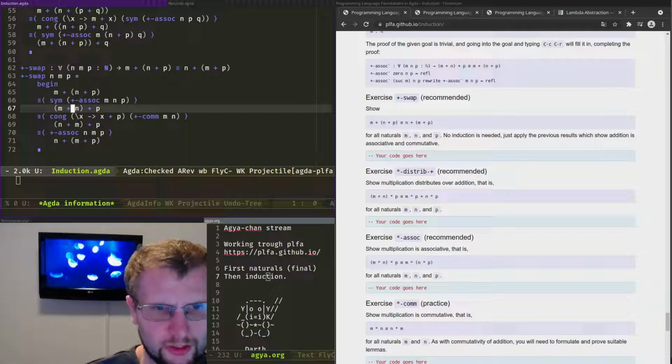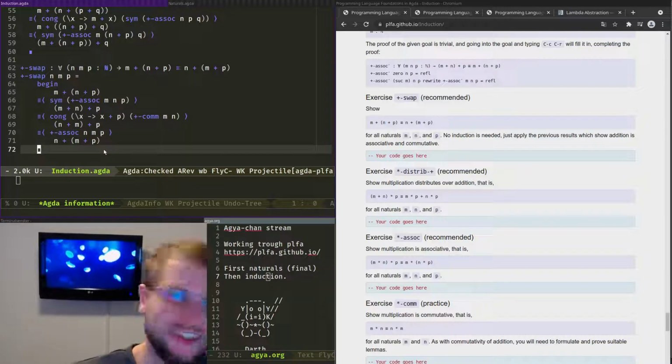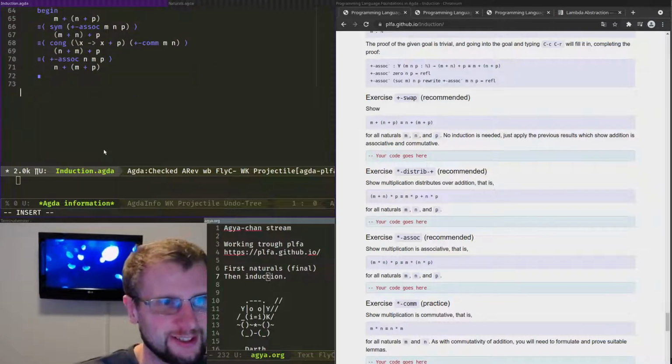Show multiplication distributes over addition. That is, ooh, that one's difficult. Now you can write a paper on your result? I don't think so. We're not at that point yet.